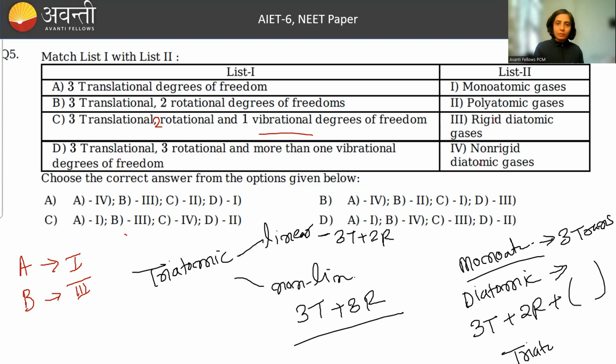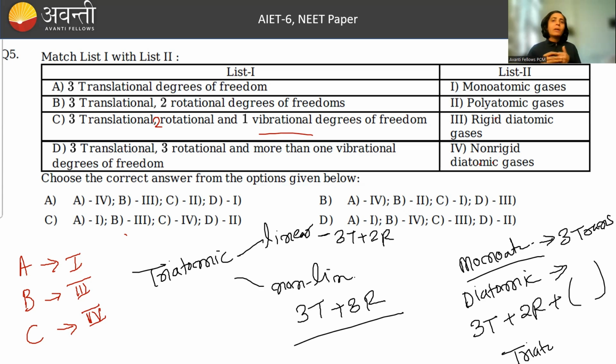It means whatever gas we are talking about, this is not rigid. If it is rigid, it will have no vibrational degree of freedom in general. So if it has 3 translational, 2 rotational, and 1 vibrational degree of freedom, we can say this is a non-rigid diatomic gas. So for C, we will take 4. Why did I take 4? This is non-rigid, so it can have a vibrational degree of freedom in general.